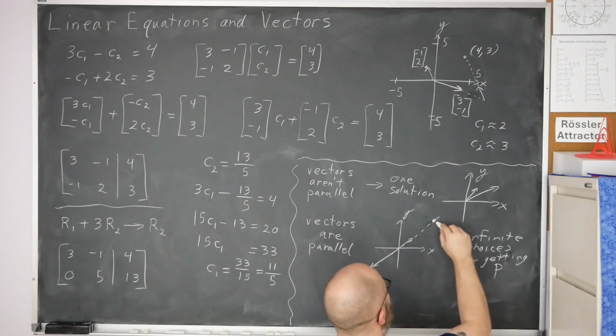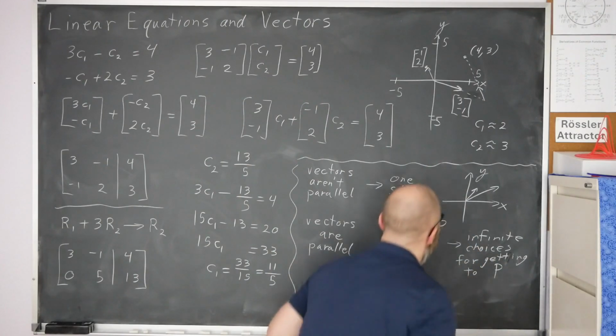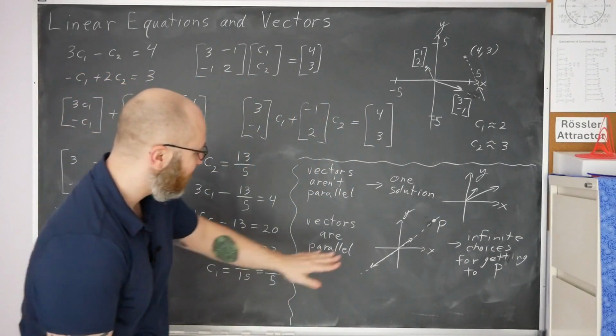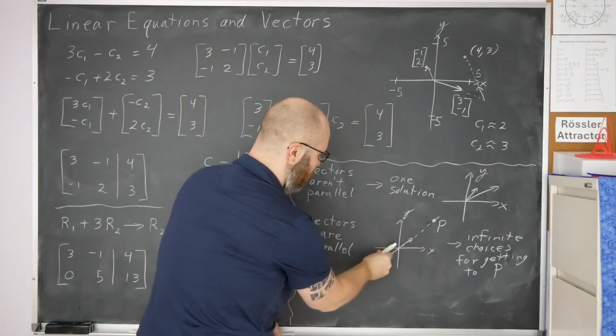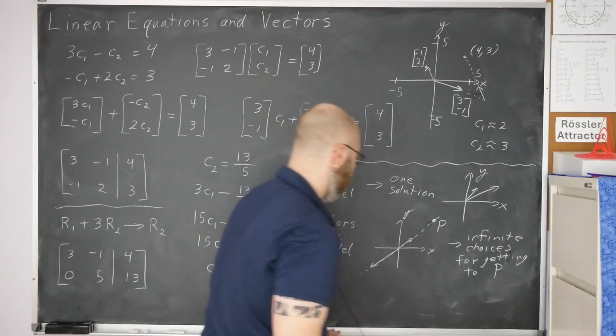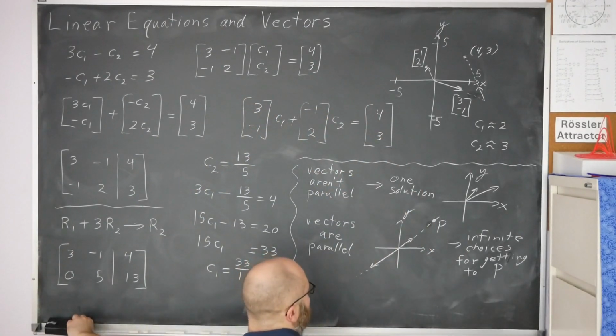I'll call this point P. All right. But another option could have been, it's not very likely that my vectors are both lying on the same line and the point I have to solve for is lying on the same line. But what if I had this one?